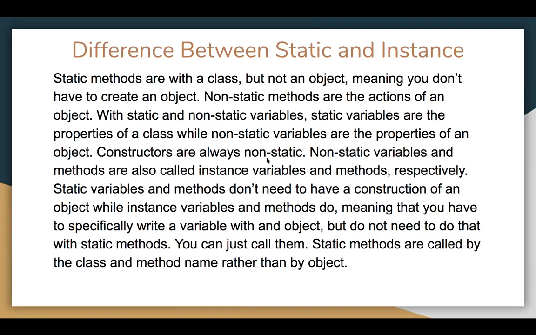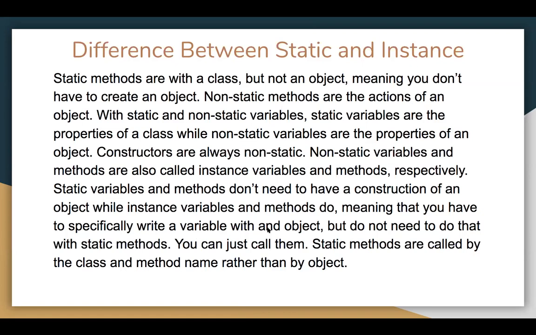Since you don't see any constructors in a static method, that's why they're always non-static. Non-static variables and methods are called instance variables and methods, respectively, like I already mentioned. Static variables and methods don't need a construction of an object, while instance variables and methods do. Meaning that you have to specifically write a variable with an object.